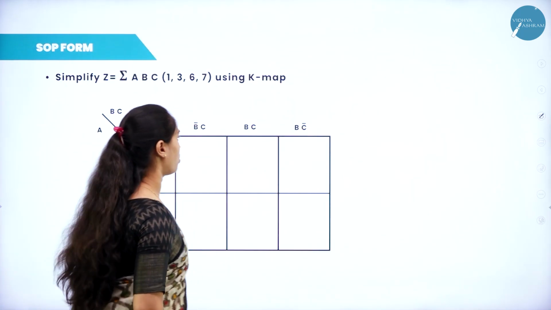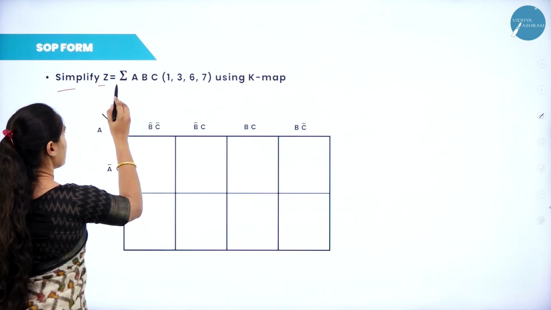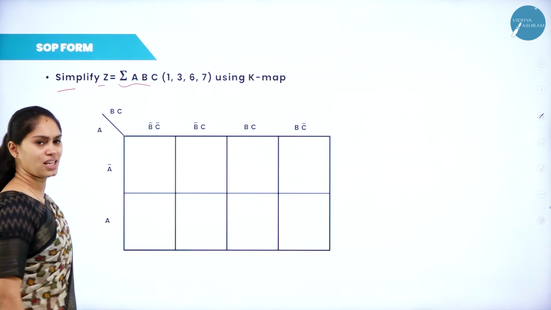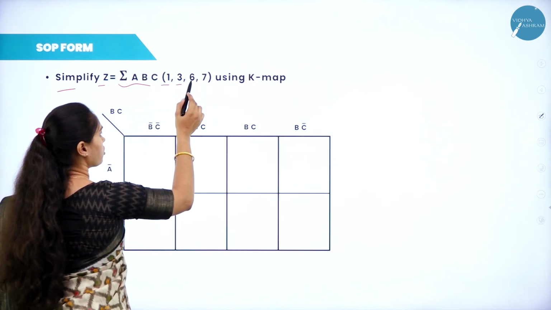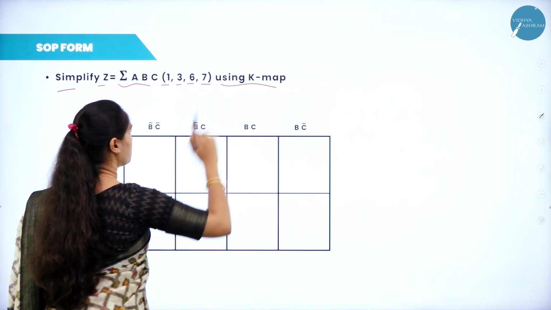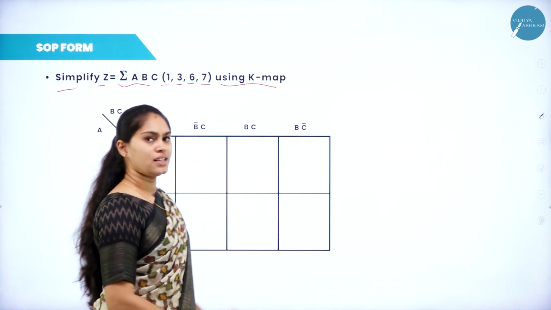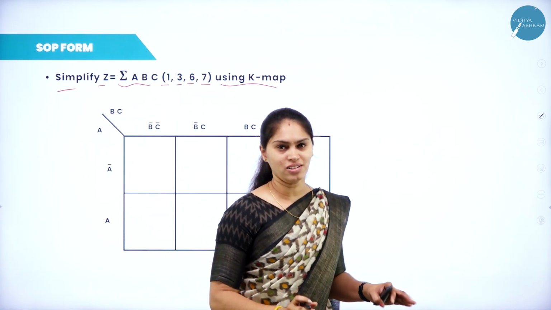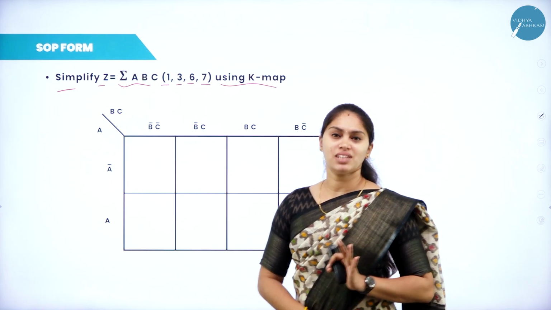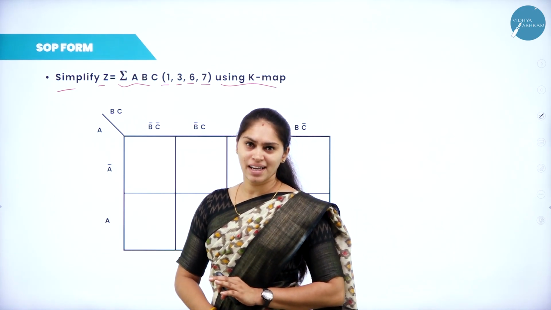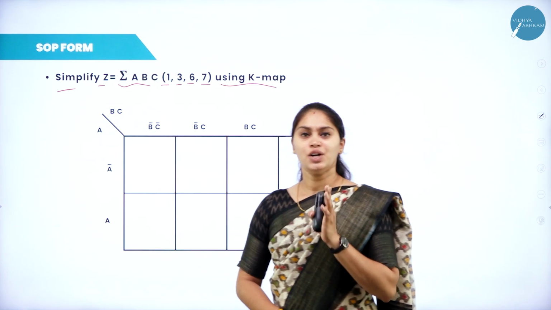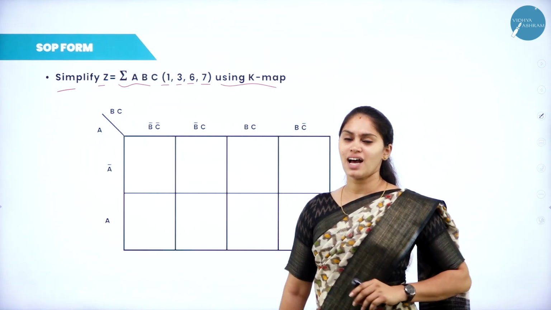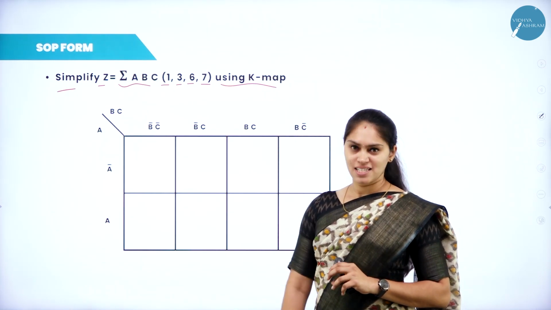So we'll see the first problem. Simplify Z equals sum of A, B, C, 1, 4, 3, 6, 7 using K-map. Now here, how many variables do we have? A, B, C. That is, we have 3 variables. Then the number of cells to be taken is 8. So 2 power 3, 2 into 2 into 2. 2 2s are 4, 4 2s are 8. I have to take 8 cells here.